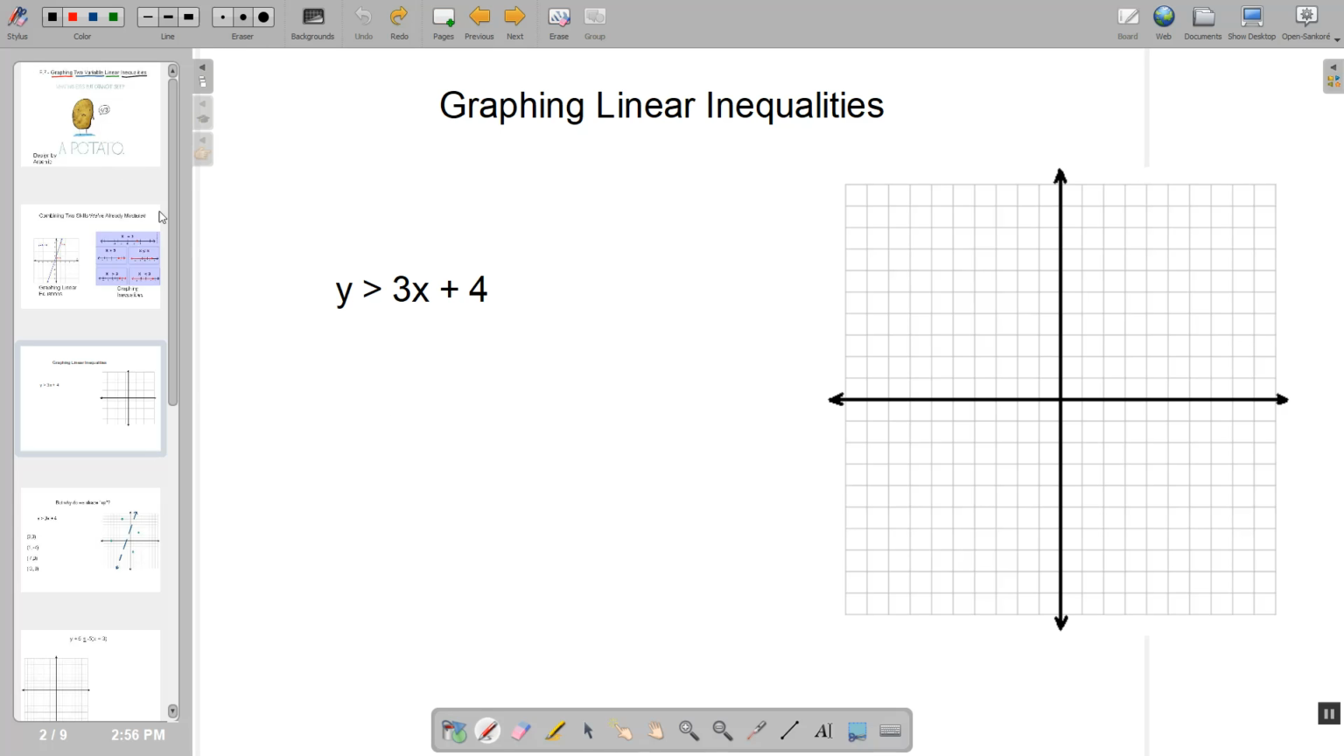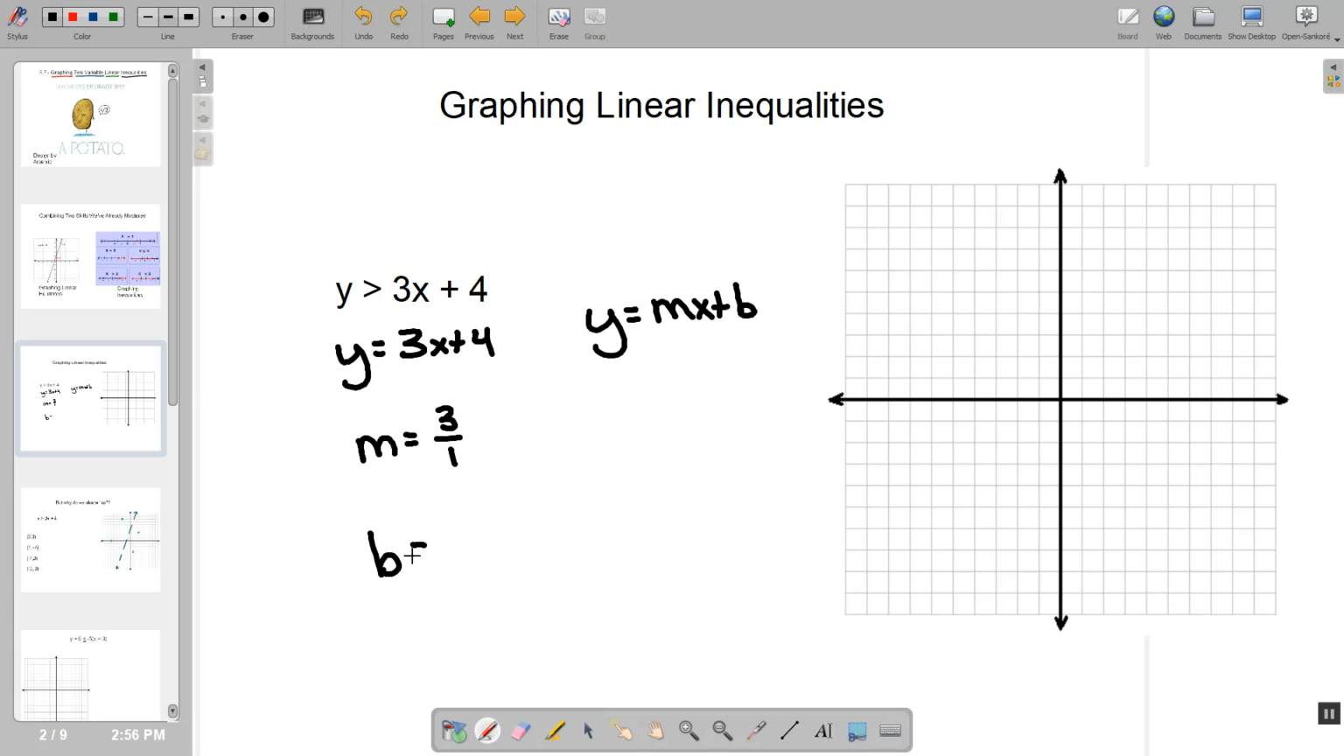And like we used to solve this, we are going to pretend for a second that there is no inequality symbol at all. So we're going to be graphing y equals 3x plus 4. This is written in slope-intercept form, y equals mx plus b form. Therefore, our m has to be 3, or 3 over 1 for our slope. Our b value is going to be 4, or the ordered pair (0, 4).